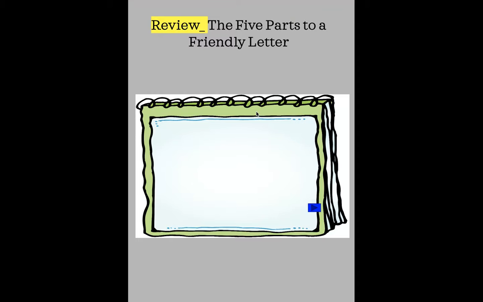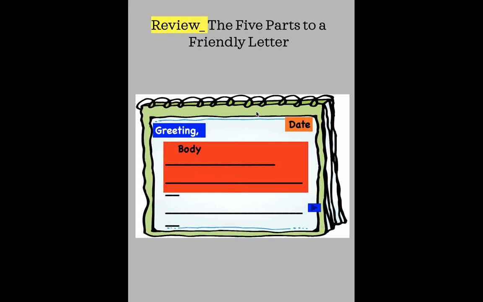All right, so let's go through that. On the right-hand side in the corner, we have our date, which is our heading. On the left-hand side underneath that, we have our greeting, which is where we write the word dear, dear so-and-so. Then in the middle, we have our body. Then we have our closing right under the body and our signature. All right, so let's check out the video.